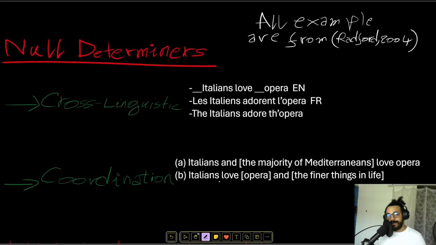Now let's look at the second example. Italians love opera and the finer things in life. So opera here is being coordinated with the finer things in life.